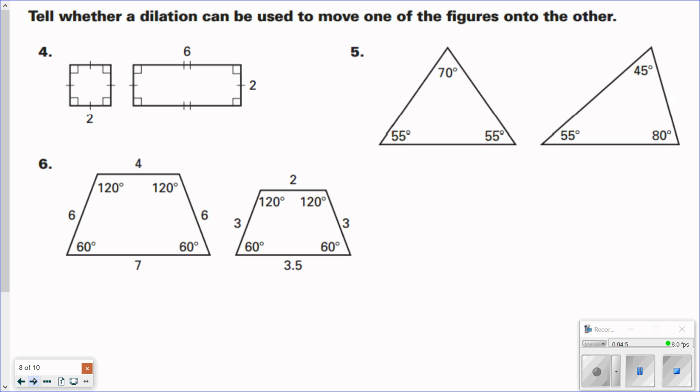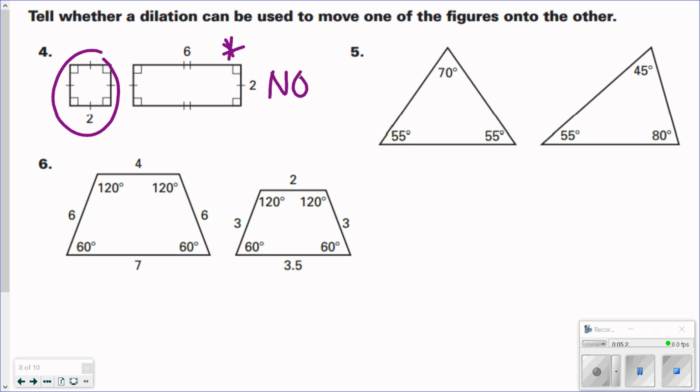Tell whether a dilation can be used to move one of the figures onto the other. So remember, if a dilation occurs, the two figures are similar. So for number 4, are these two figures similar? Well, they're not. Just looking at this, we have a square here and a rectangle here. A square and rectangle are not the same shape, so we know that those are not similar. So the answer here is no.